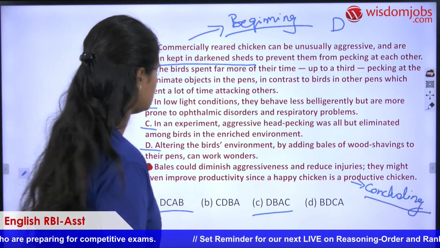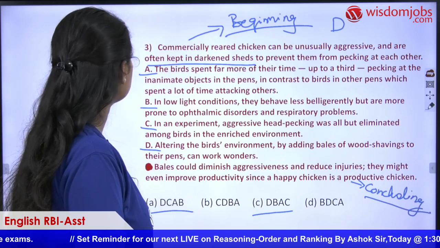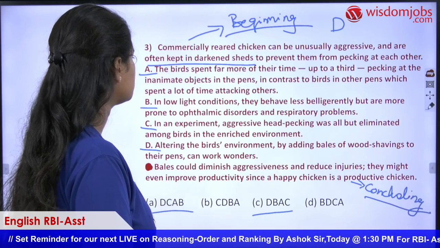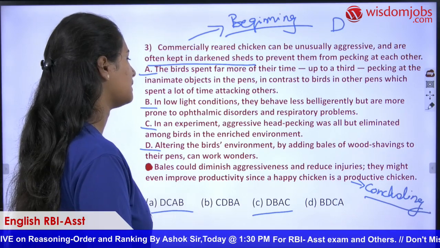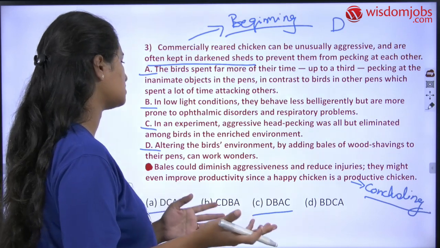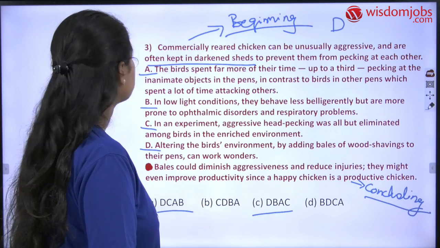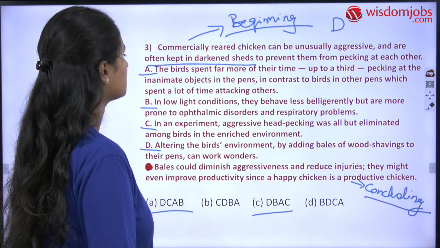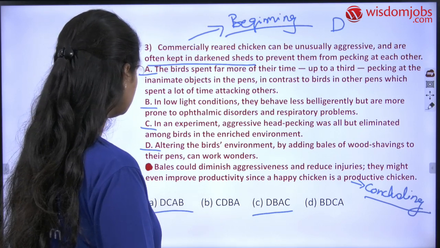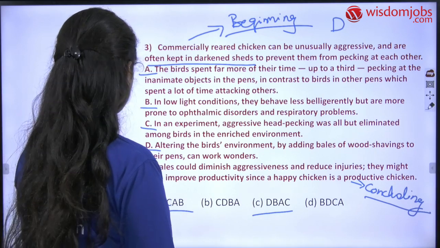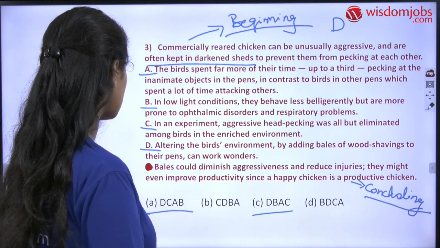Now let us find what the sentence is with DBAC. Commercially reared chicken can be unusually aggressive and are often kept in darkened sheds to prevent them from pecking at each other. In low light conditions, they behave less belligerently but are more prone to ophthalmic disorders and respiratory problems. The birds spent far more of their time, up to a third, pecking at the inanimate objects in the pens, in contrast to birds in other pens which spent a lot of time attacking others. Then altering the bird's environment by adding bales of wood shavings to their pens can work wonders.